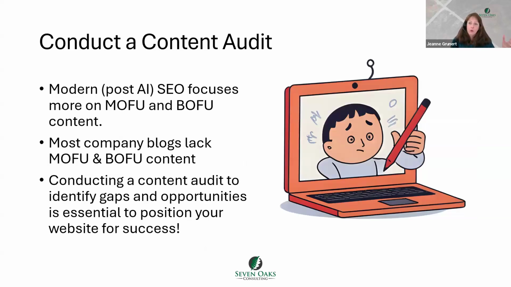Now, how do you know what you've got right now on your site? The next step to me is to conduct a content audit. What I like to do with a content audit is it helps me identify the gaps and opportunities that are essential to position a website for success. So right now, you may have been blogging for years under the old model. We all have, right? Because nobody knew AI search was going to come out, but it has come out. We need to deal with it as marketers.